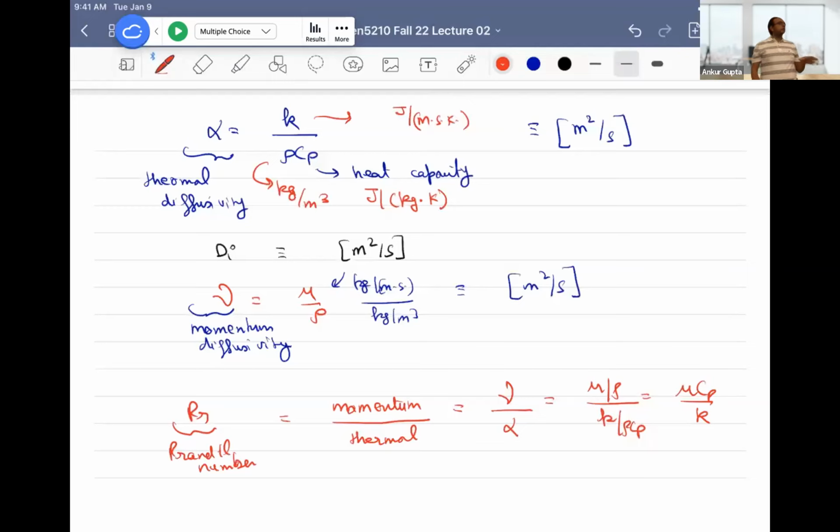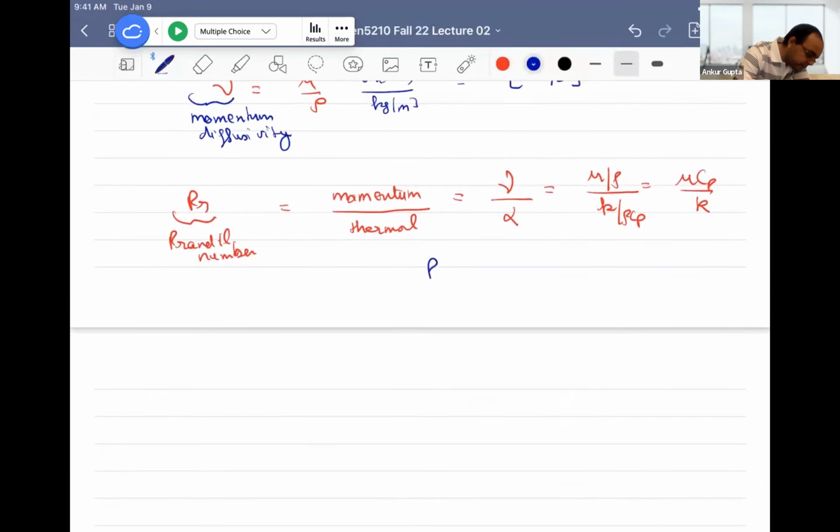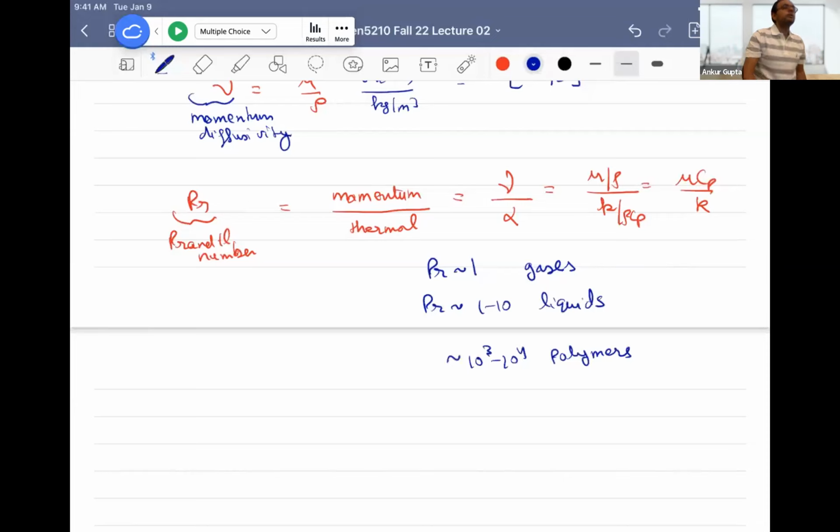And if you read in the book, it actually derives this for gas. They show you how you can find this for an ideal gas, which is pretty cool. If you're interested, you can take a look. But Prandtl number essentially is 1 for gases. It is about 1 to 10 for liquids. And for polymers, and I know some of you will be working in polymers, it is even higher because the viscosity of polymers is high. Polymers have much higher viscosity, the mu goes up, so that's even higher for them.